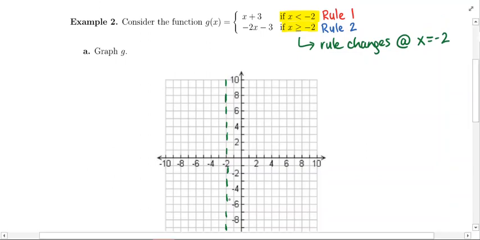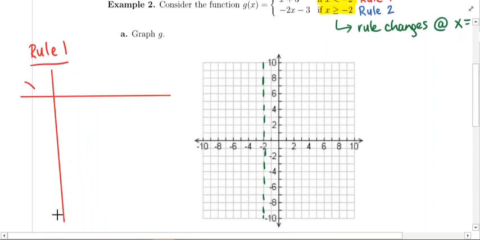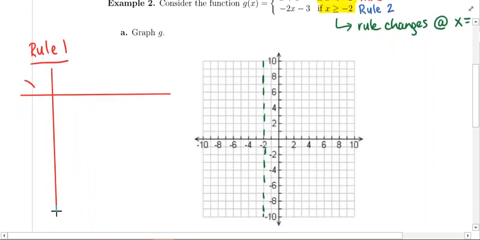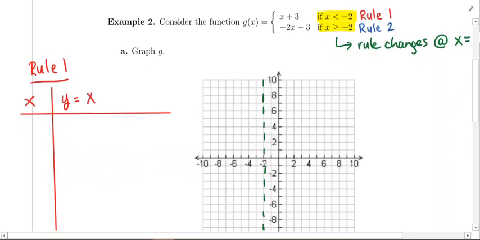We are going to start with rule 1. I'm going to write down rule 1 on the left and make a table of values. Let me set it up. We will again be in charge of x, and then we will plug each x value in to get a corresponding y value. We're going to pick our x values and plug them into rule 1, which is x plus 3.